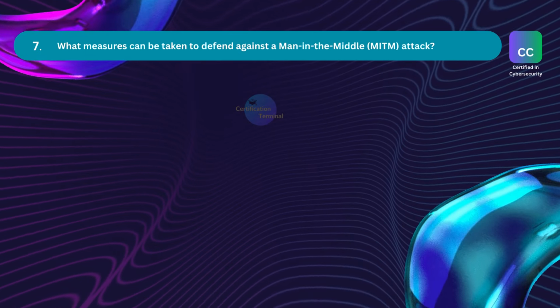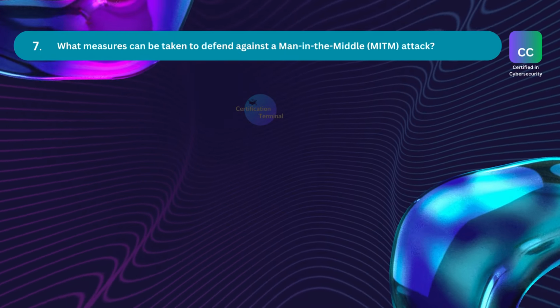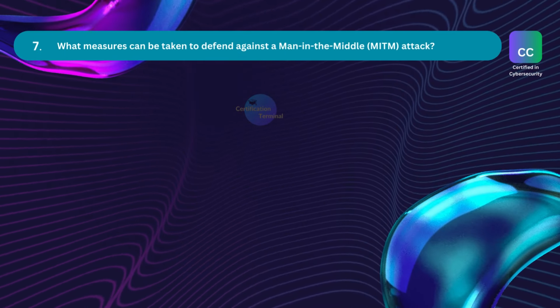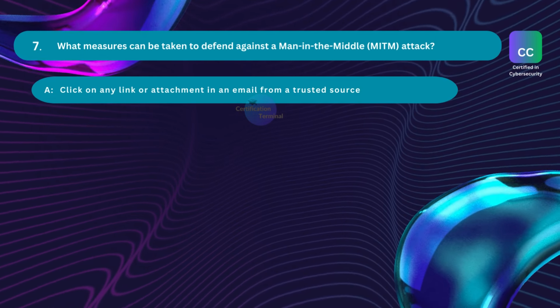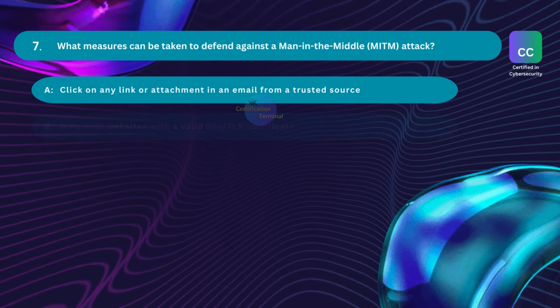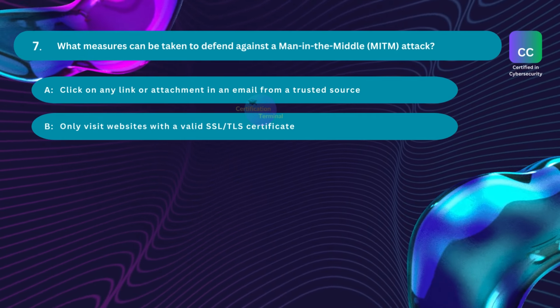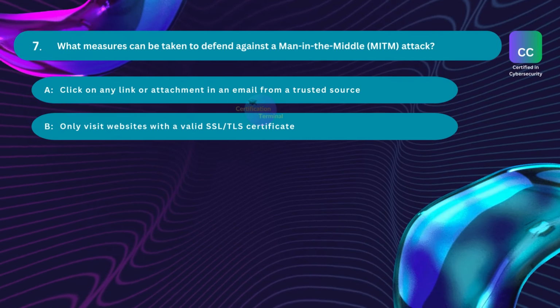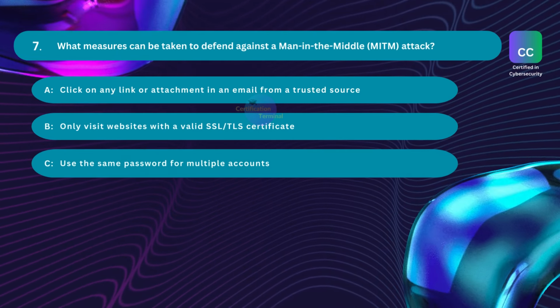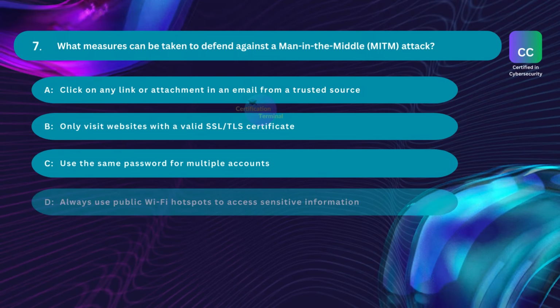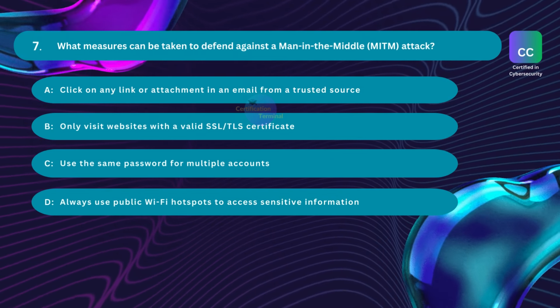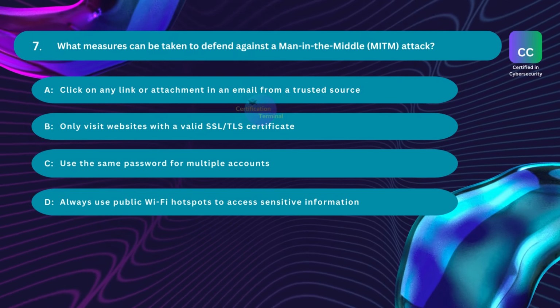Question number 7. What measures can be taken to defend against a man-in-the-middle attack? Option A, click on any link or attachment in an email from a trusted source. Option B, only visit websites with a valid SSL or TLS certificate. Option C, use the same password for multiple accounts. Option D, always use public Wi-Fi hotspots to access sensitive information.